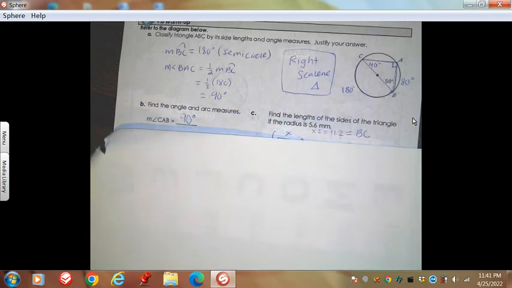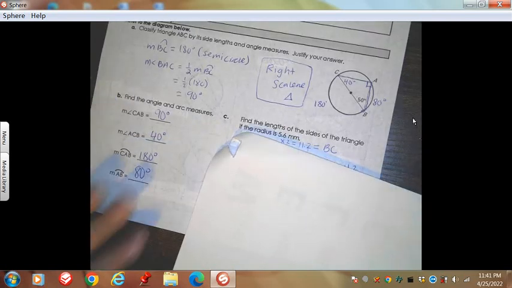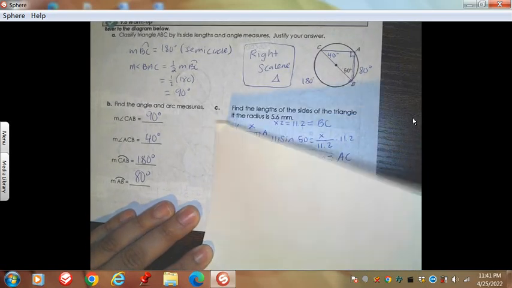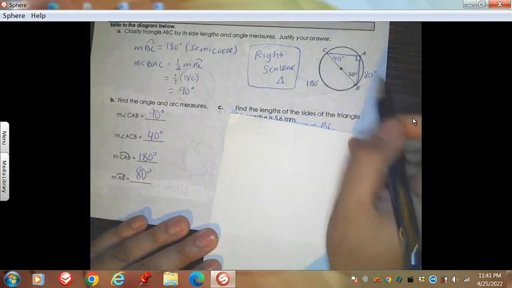So that's a nice little application of inscribed angles, something you saw yesterday. Just make sure you're familiar going between inscribed angles and their intercepted arcs. Alright, so then we came to the next part, and it's just filling in the different angle measures for the same diagram. It says find the angle and the arc measures. For the measure of angle CAB, we found that to be 90 degrees. The measure of angle ACB would be 40 degrees, because we just figured out from a triangle, we know the 50 and the 90, you can just subtract from 180 to get 40.